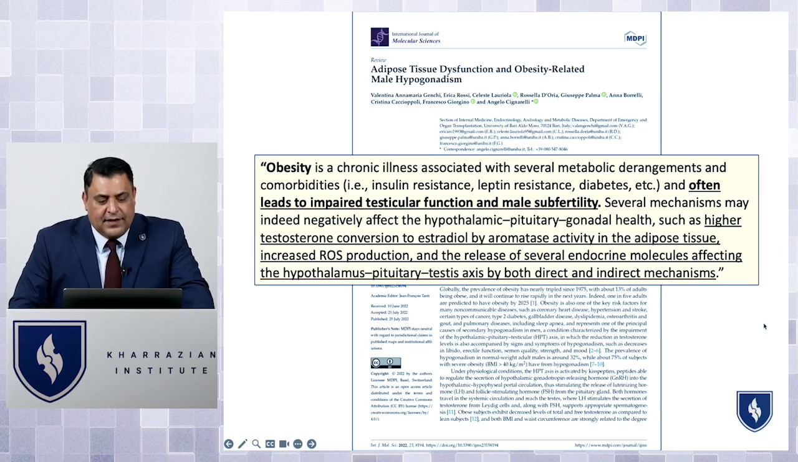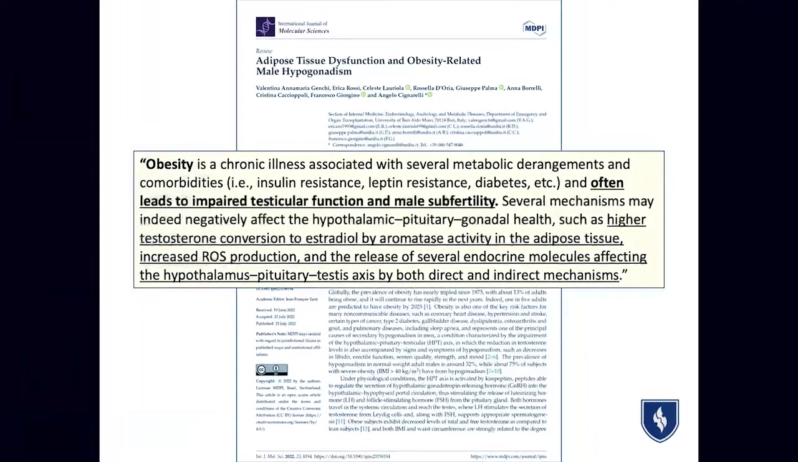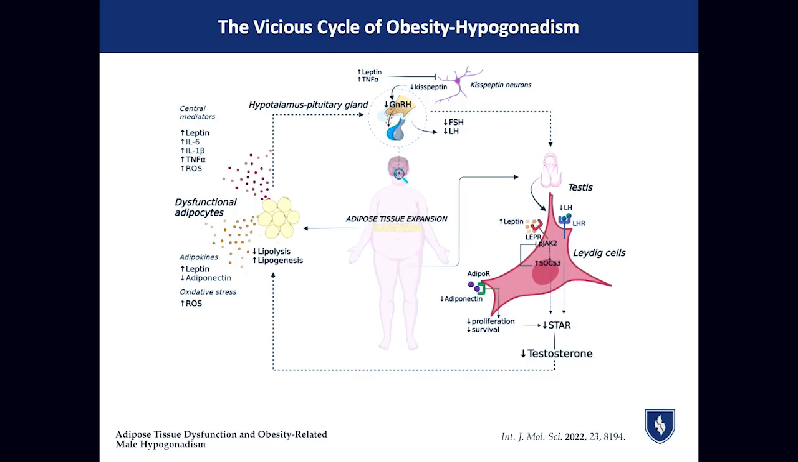Several mechanisms may indeed negatively affect hypothalamic pituitary gonadal health, such as higher testosterone conversion to estradiol by aromatase activity in the adipose tissue, increased reactive oxygen species production, and the release of several endocrine molecules affecting the hypothalamus pituitary testes axis by both direct and indirect access. And here's the illustration of that again here.